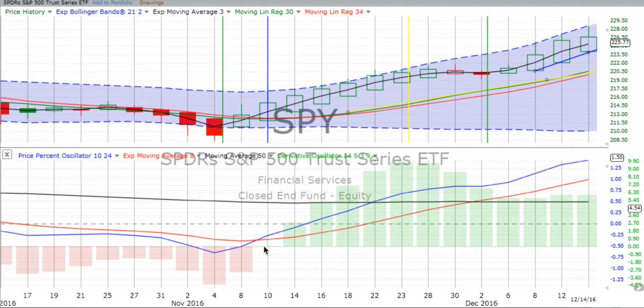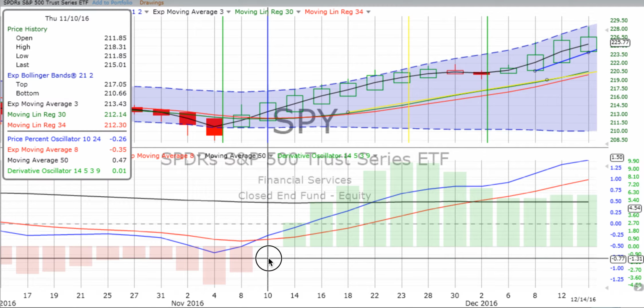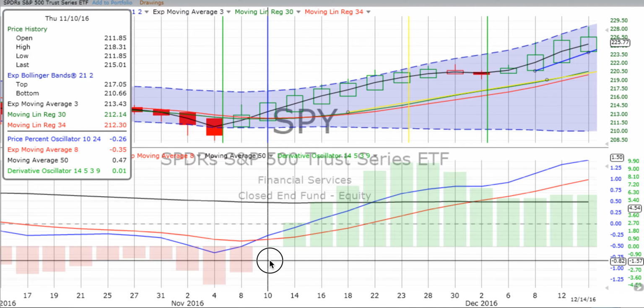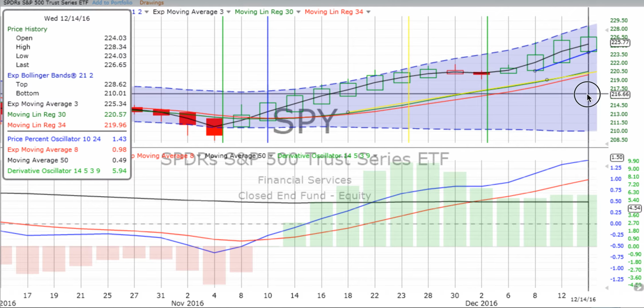Now, if you had bought into the S&P 500 sometime around the 10th of November, when you saw this crossover occurring, what would you have done? Well, the worst point you could have bought in, the highest of the highs, was $218.31. Now, over the course of the next few weeks, actually about 4 weeks, it went from a high, the worst point you could have bought that week at 218.31, all the way up to a high of 228.34, a low of 224.